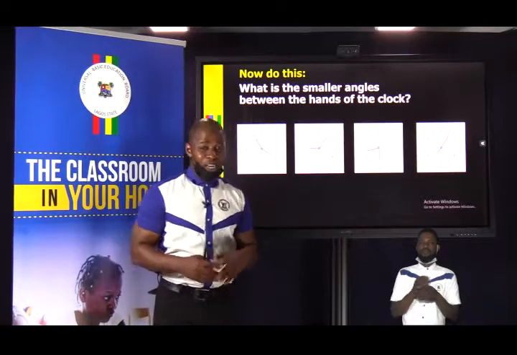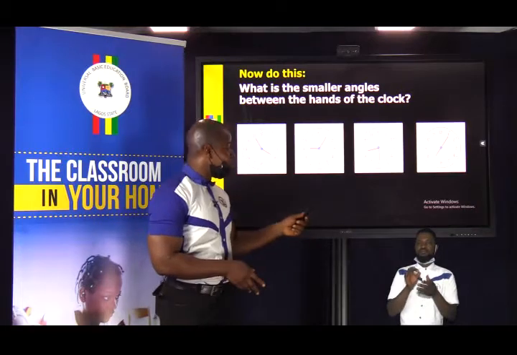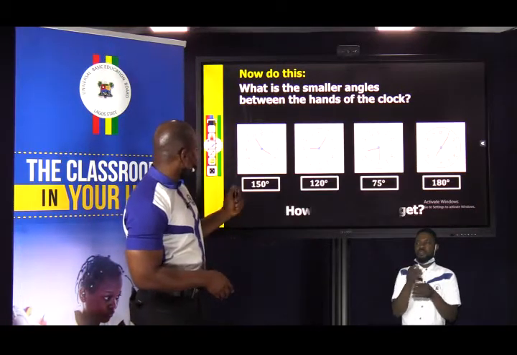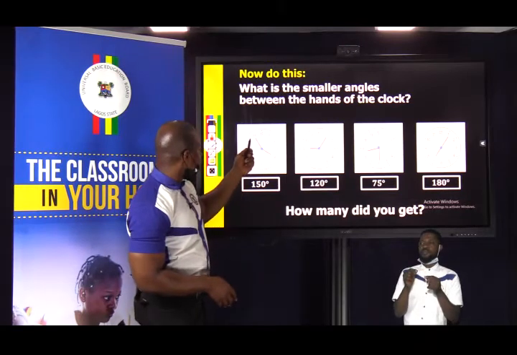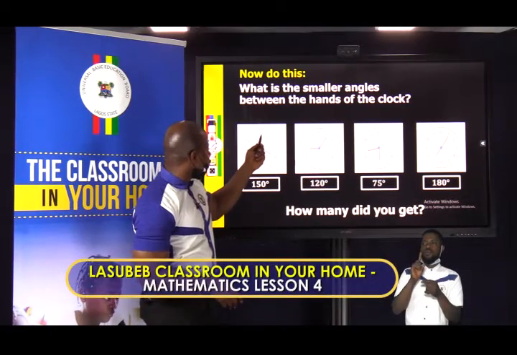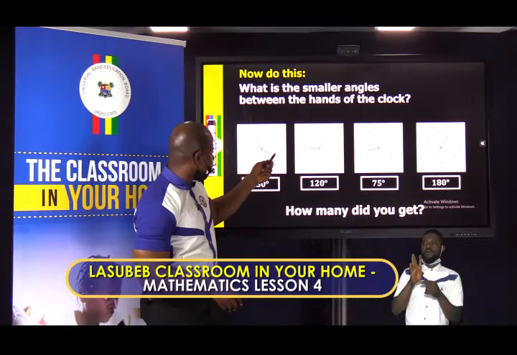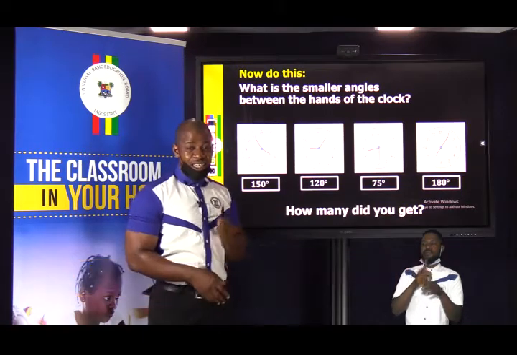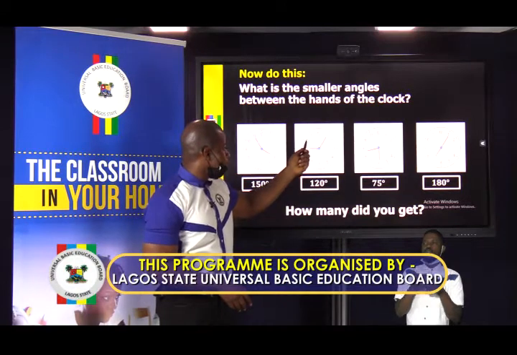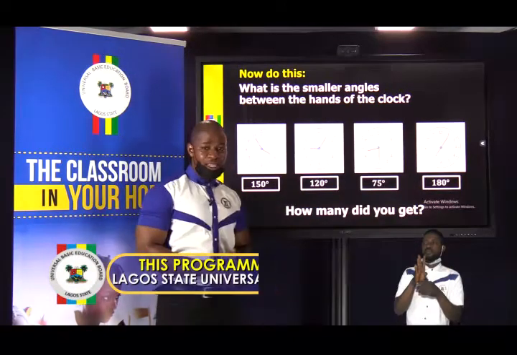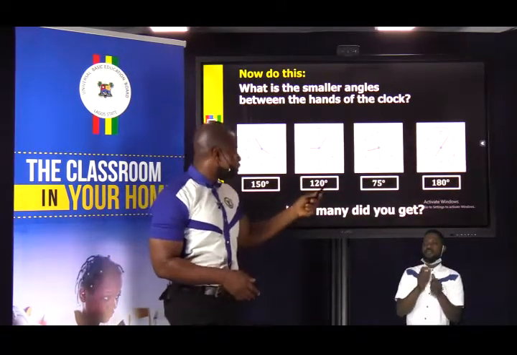All right, then, I believe you had fun counting. Let's just look at what these angles are. For this one, it's 150 degrees. That is because if you count from 11 to 12, that is 1 space, 2 spaces, 3 spaces, 4 spaces, 5 spaces. That is 30 times 5, and that is 150. For this one, the short angle is 1, 2, 3, 4. And that is 30 times 4, that is 120.